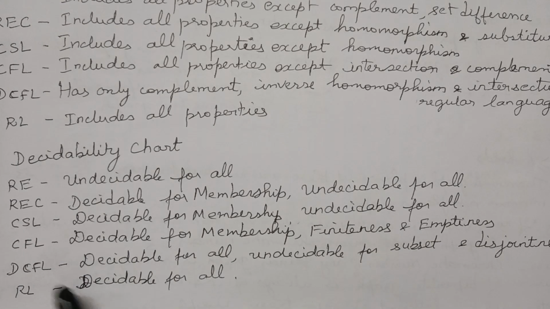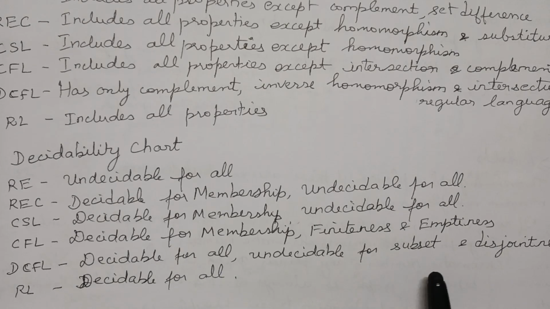For context free language, it is decidable only for membership, finiteness, and emptiness. For deterministic context free language, it is decidable for all, undecidable only for subset and disjointness. In case of regular language, it is decidable for all.